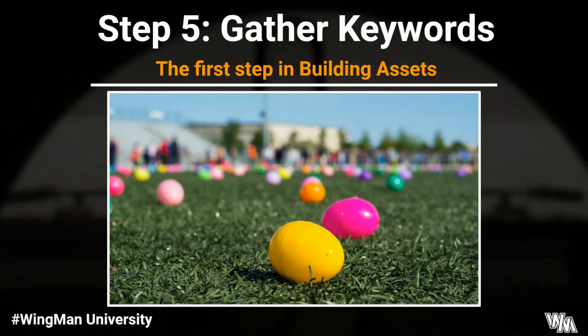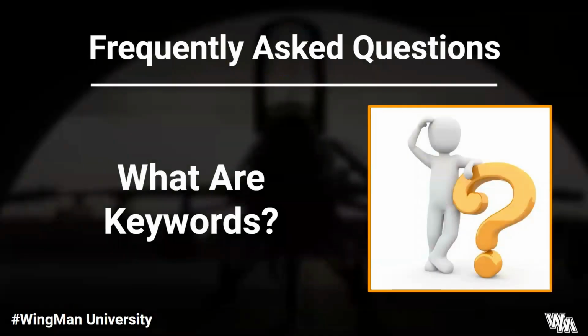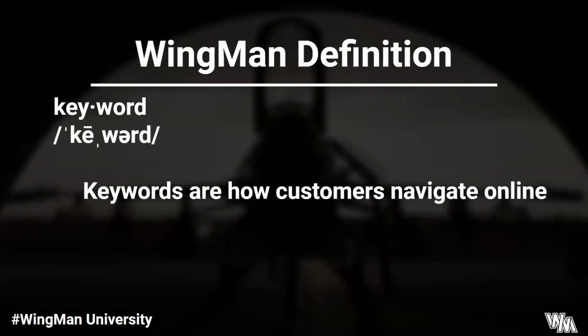Next is step 5, gathering keywords. This is the first step in building the assets. Here is one of the frequently asked questions slides that I told you guys were coming. And this question is, what are keywords? So this is our WingMan definition of keywords.